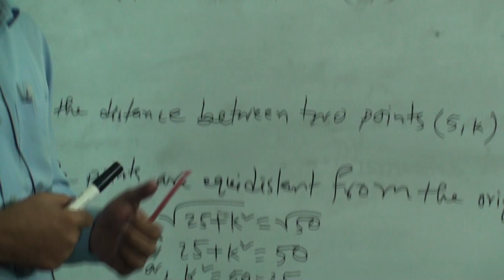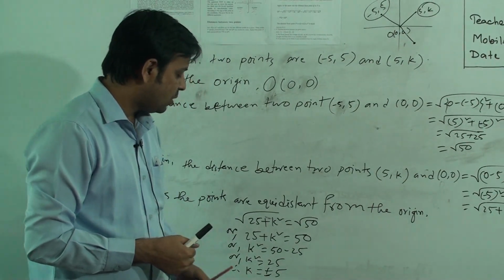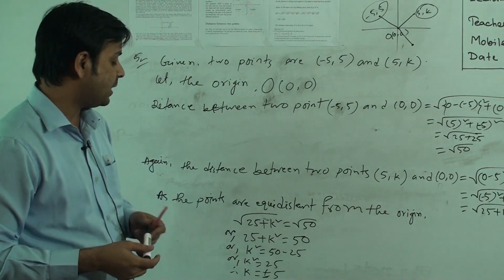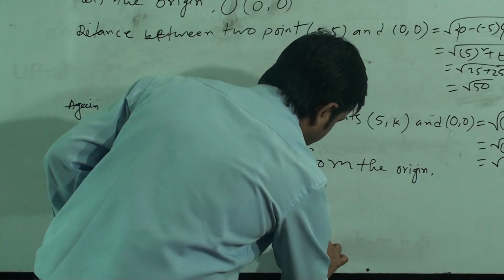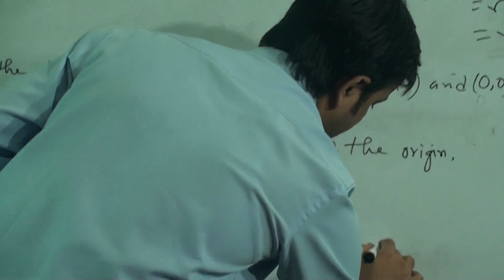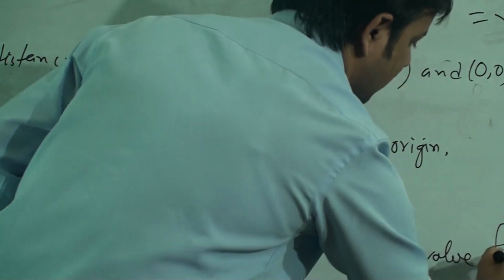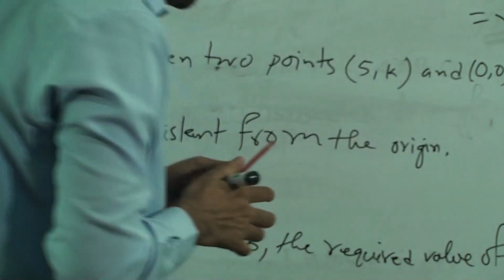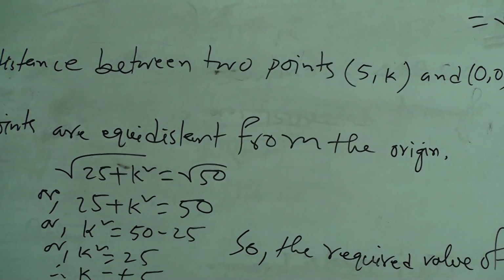So the value of k is plus minus 5. It means it may be plus 5 or minus 5. As we have taken the square root, we have to take the plus minus sign, as we removed the square from the left side. Okay, so the required value of k is plus minus 5. Okay, dear students, so I hope you have understood the solution of question 5.